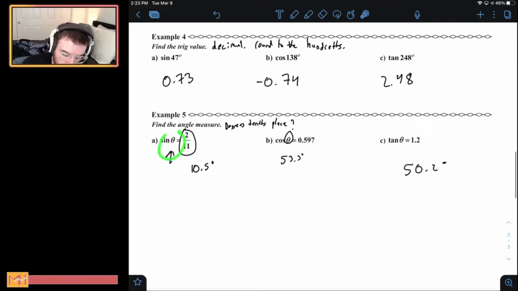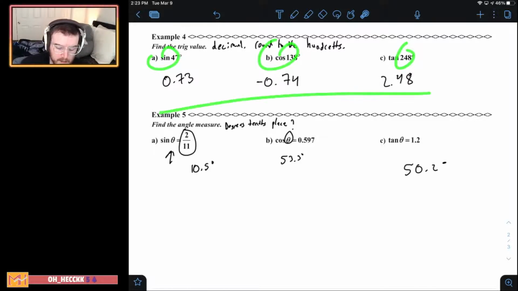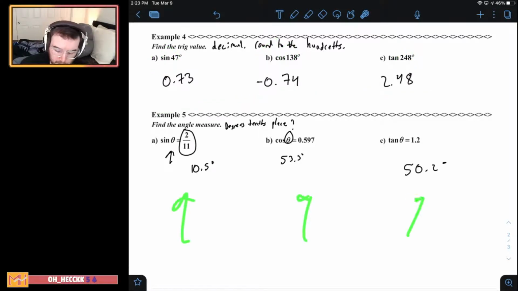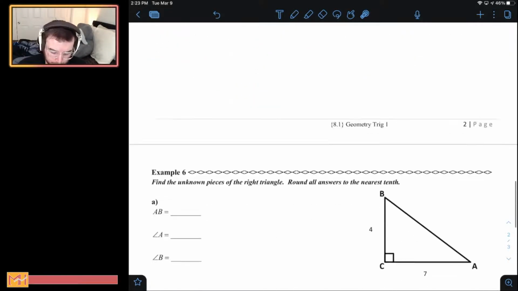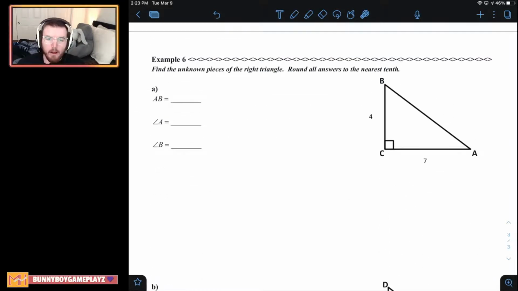Sometimes, though, you don't know what the angle is, right? Here we knew the angle. Here we don't know the angle. You use a regular trig function for these guys, and you use the inverse trig function for these guys, okay? Now let's do some more solving here, and this is what we're going to end on. Find the unknown pieces.